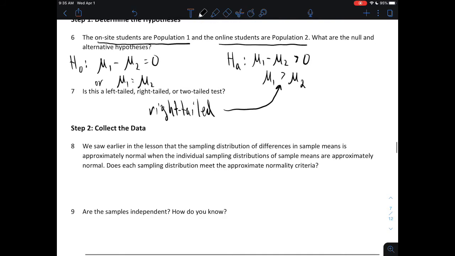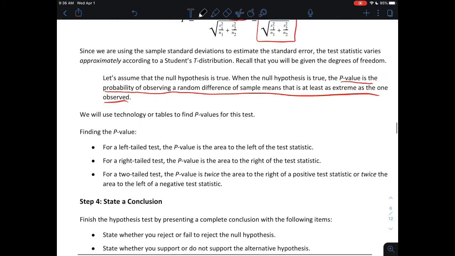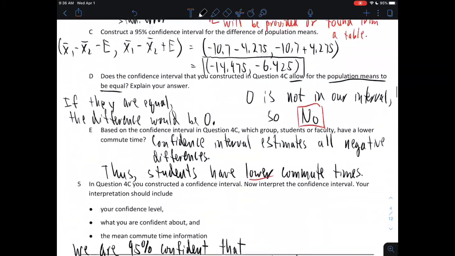Step 2, collect the data. Number 8, we saw earlier in the lesson that the sampling distribution of differences in sample means is approximately normal when the individual sampling distributions of sample means are approximately normal. Does each sampling distribution meet the approximate normality criteria? So the first thing we can check is, are the sample sizes greater than 30?